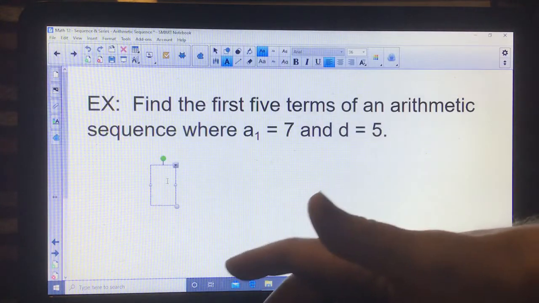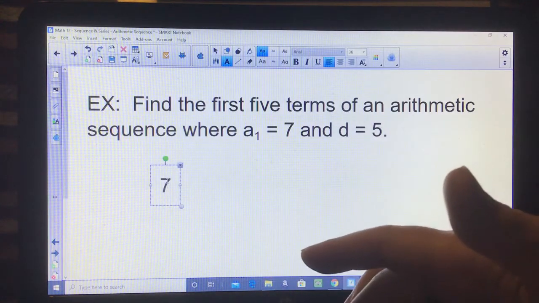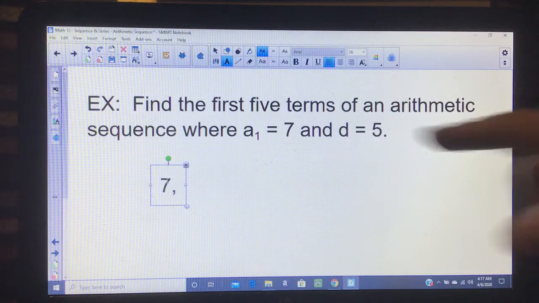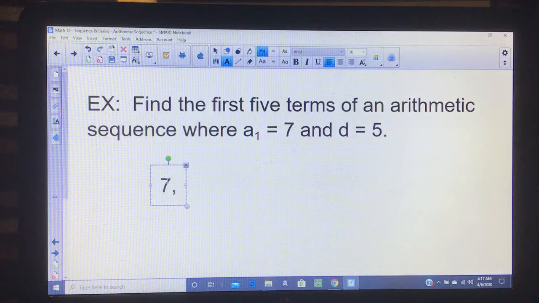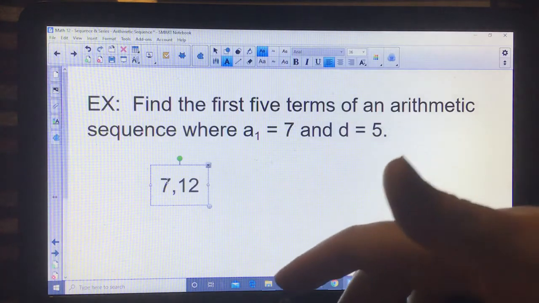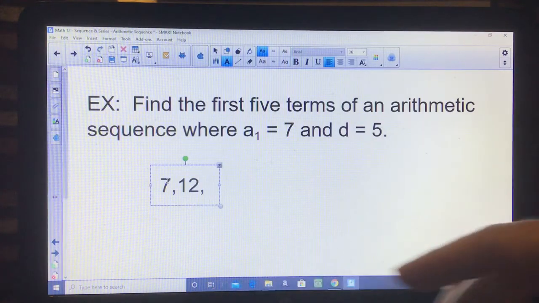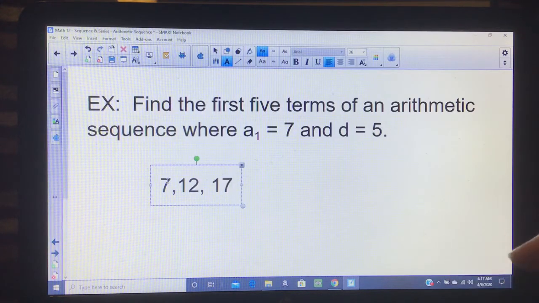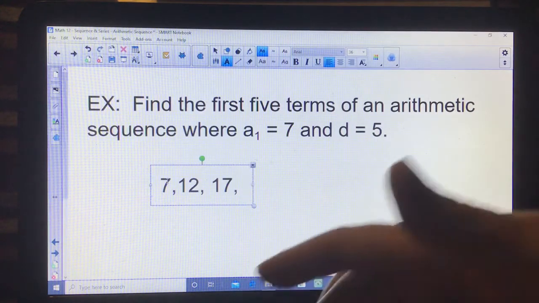Basically, we know the first term is 7. Now, since I know the common difference, I can use that to get every other term. The common difference means the next term jumps up by 5. So if I add 5, I get the next term, which is 12. Then the next term would be 5 more than that. So if I add 5 to that, I would get 17. And so on. I could keep doing this.